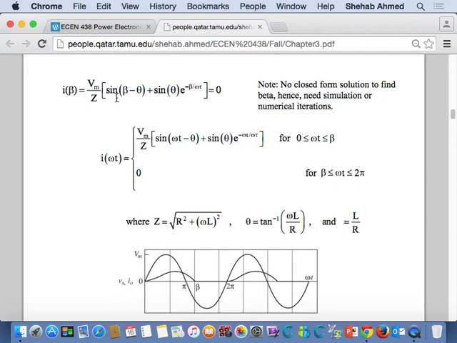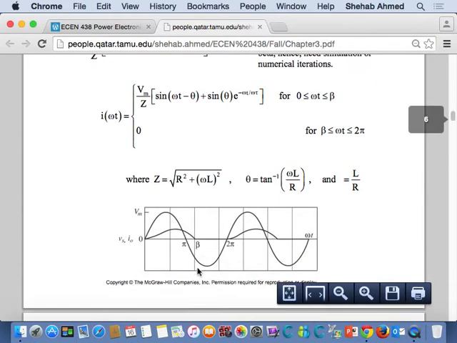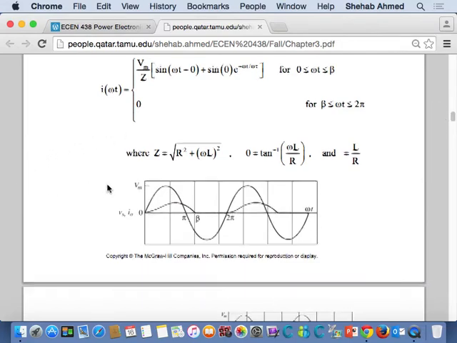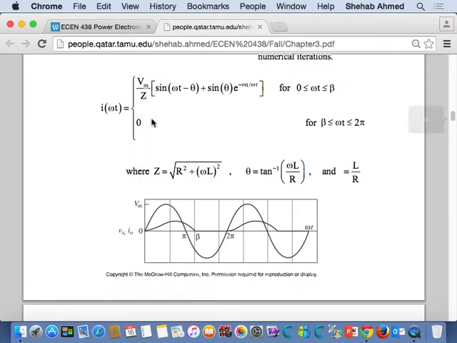Your calculators do that. I'm pretty sure your calculators do that. That's what we've been doing all the time. The students were able to use their calculators to solve for beta, and you can do that in the exam, no problem. Since this equation has no closed form solution manually, you will use your calculator to solve for beta. Once you solve for beta, then you can draw your waveform. And after beta, of course, the value of current is zero because of the circuit that we're using, the RL circuit. Any questions?